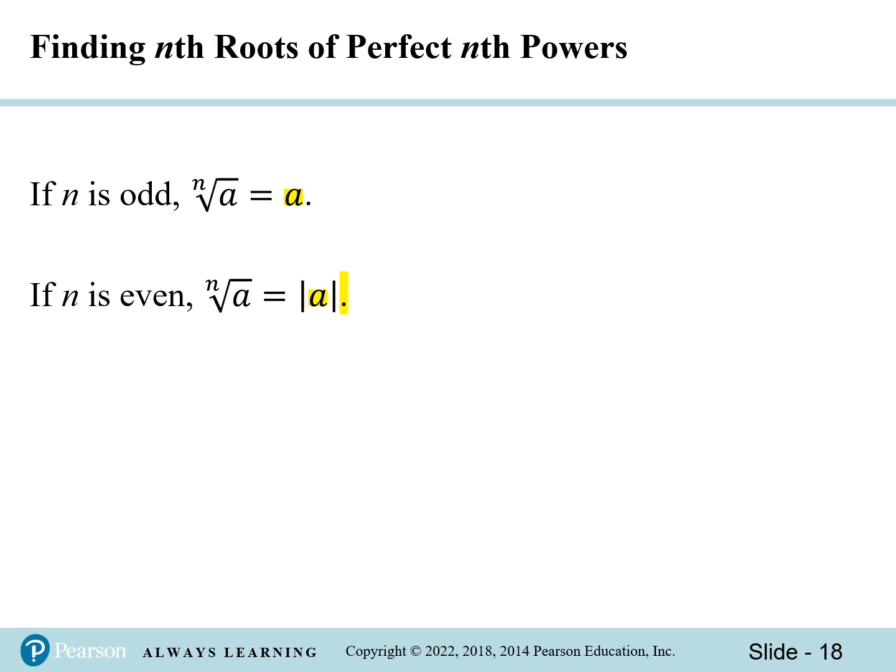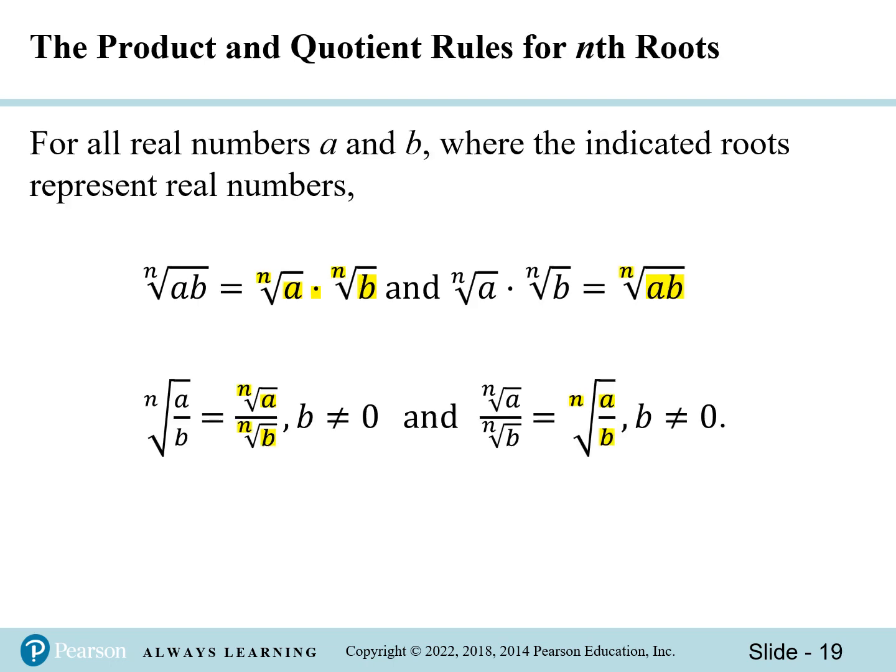I think there's a typo here, to be honest. There should be a little n there and a little n there, and I think it just ended up getting deleted by accident. Basically the exponent and the index cancel each other out.